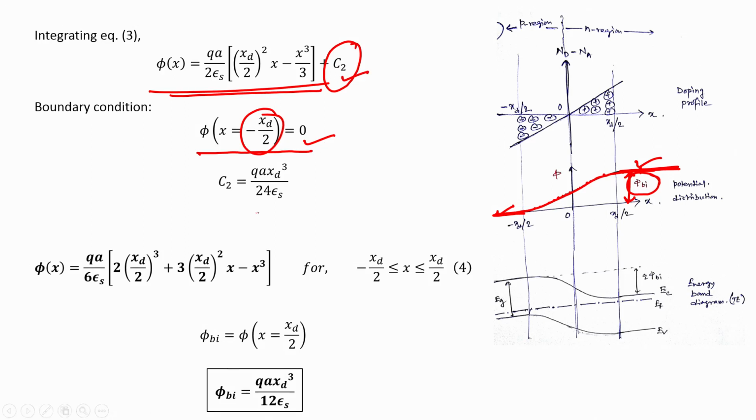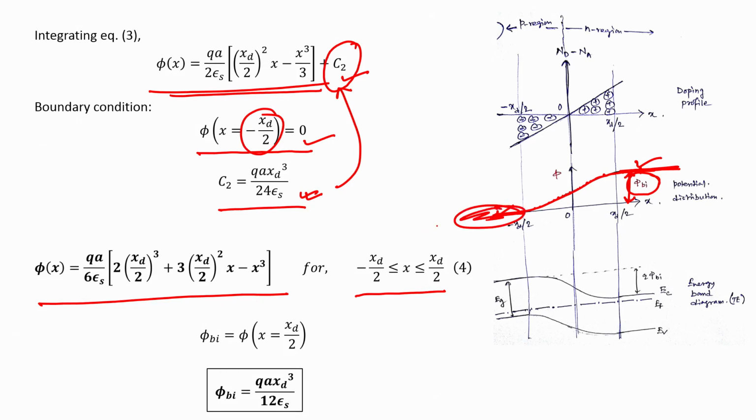If you plug in that number here, you will find C2 is equal to q A xd cube by 24 epsilon s. Now if you plug in that expression of C2 into this equation, you will find the entire expression of the potential. This is the potential profile valid within this range, because beyond x equal to minus xd by 2 it will be 0, that is the reference level, and beyond x equal to xd by 2 it will be phi bi, the built-in potential. So within this range this expression is valid.